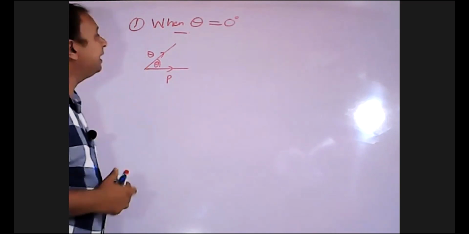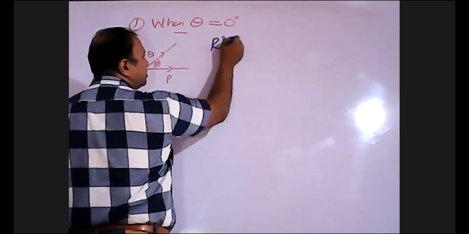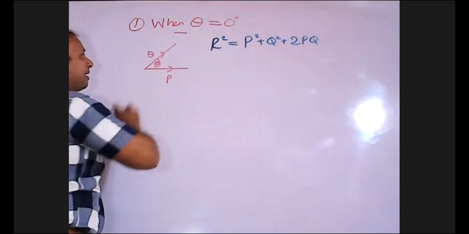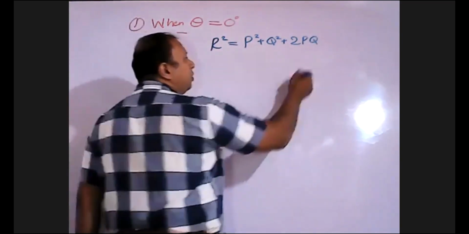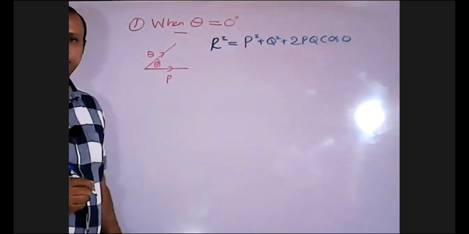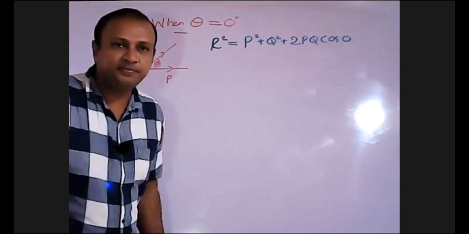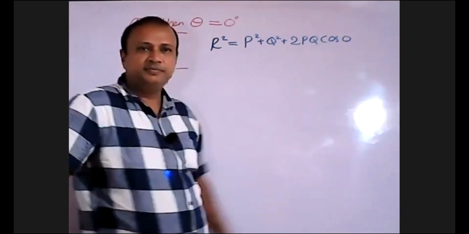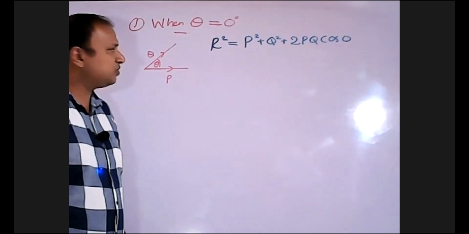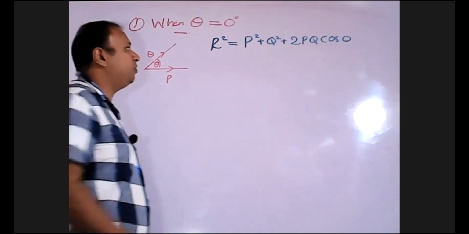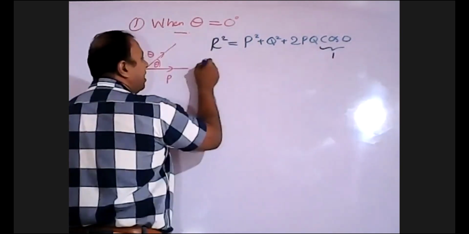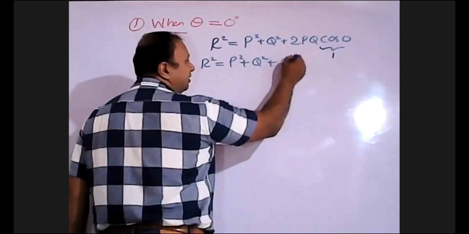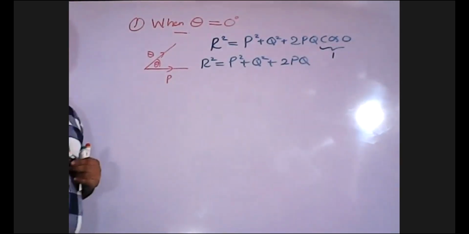Okay, now we can apply this value into our equation. Then R squared is equal to P squared plus Q squared plus 2PQ cos theta. Now the angle is 0, so cos 0. What is the value of cos 0? Tell me quickly. 1. Yes, very good. This is equal to 1. Therefore, R squared is equal to P squared plus Q squared plus 2PQ.